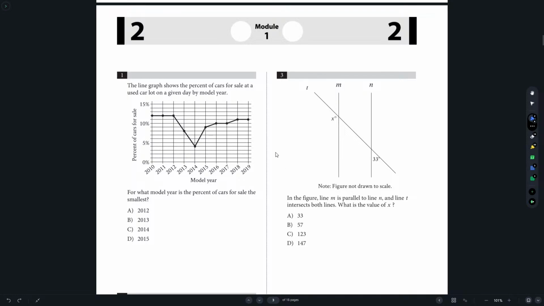The line graph shows the percent of cars for sale at a used car lot on a given day by model year. For what model year is the percent of cars for sale the smallest? That would be the same thing as saying the minimum. So when is the percent the smallest? We see here that the minimum of this graph is 5%, and the year for that is 2014.